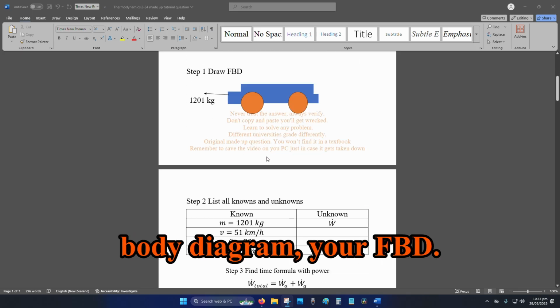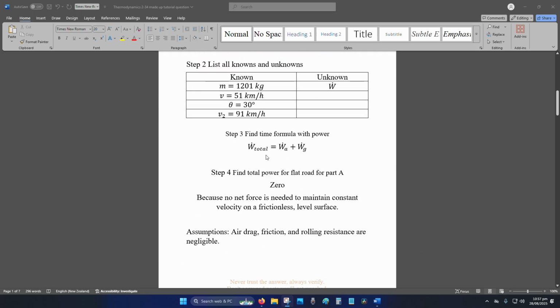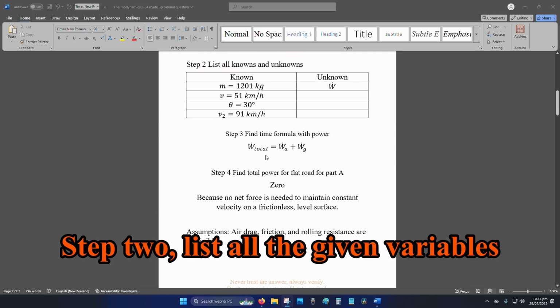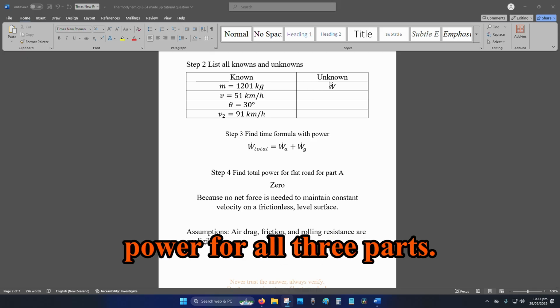Step 1, draw your free body diagram, your FBD. This will help you visualize the problem. Step 2, list all the given variables and find the unknown. So we're trying to find power for all three parts.